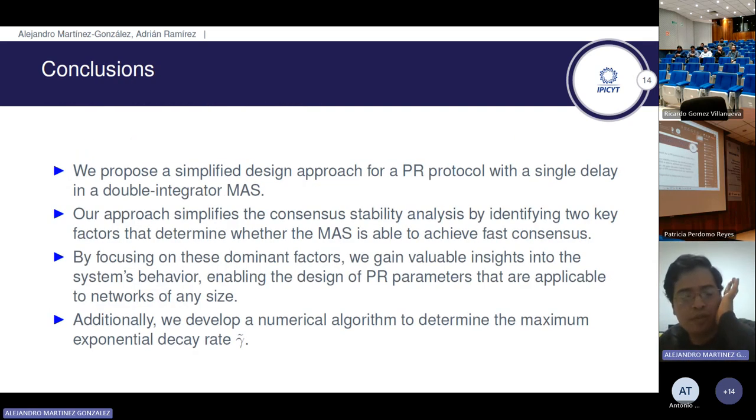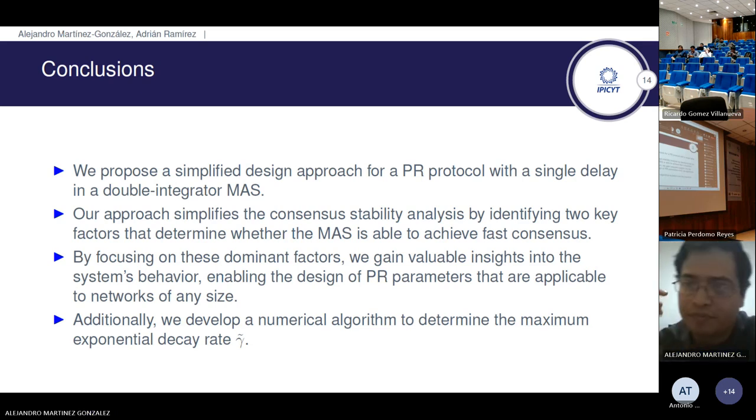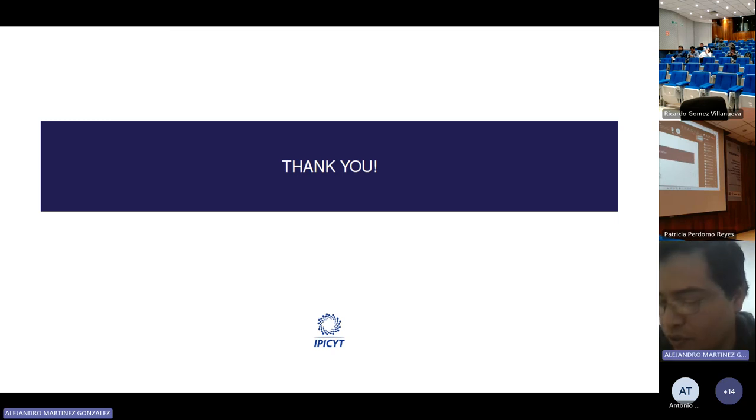So what we can conclude about this: we propose a simplifying design approach for a proportional retarded protocol with a single delay in a double integrator multi-agent system. Our approach simplifies the consensus analysis by identifying two key determinant factors that determine whether the system is able to achieve fast consensus. By focusing on these dominant factors, we gain valuable insights into the system behavior, enabling the design of the PR parameters that are applicable to networks of any size, since we only use two factors. Additionally, we develop a numerical algorithm to determine the maximum exponential decay rate, gamma. Thank you for your attention.